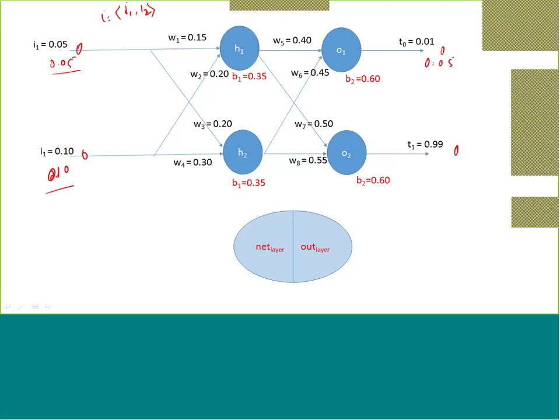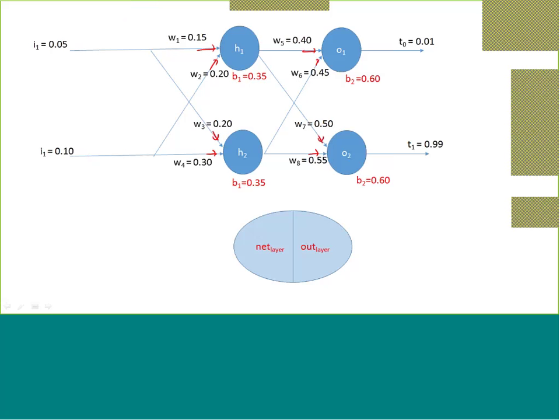So I get the same output. This is my motive for this neural network. Randomly I have taken some weights. This is W1, this is W2, this is W3, this is W4. Random weights are taken for these. Likewise W5, W6, W7, W8. So there are 8 different weights.